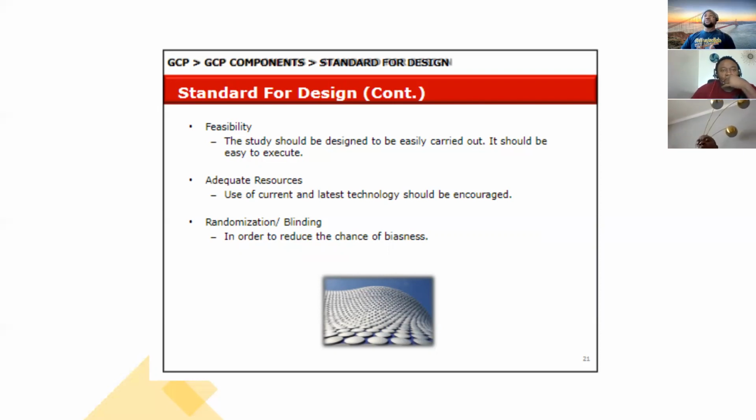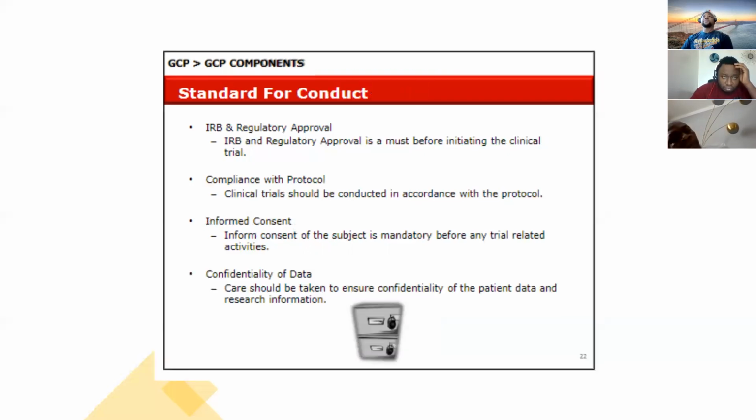Adequate resources. Do we have enough technology? Do we have enough resources to be able to use in the conduct of this study? We are looking at randomization and blinding. Randomization and blinding, of course, is intended to reduce bias, just like we talked about. Standard for conduct. IRB and regulatory approvals are needed before any trial can be conducted. They have to be compliant with the protocol. The informed consent is mandatory before any trial-related activities can be conducted.